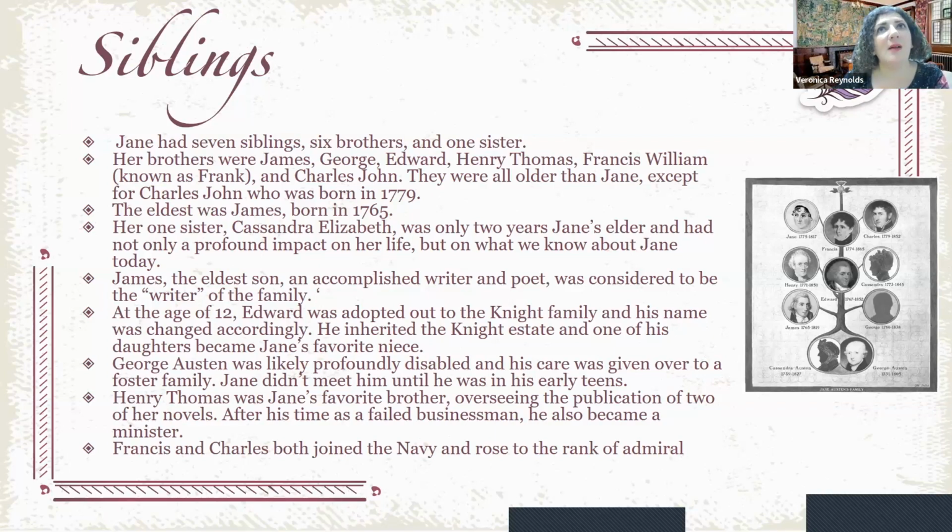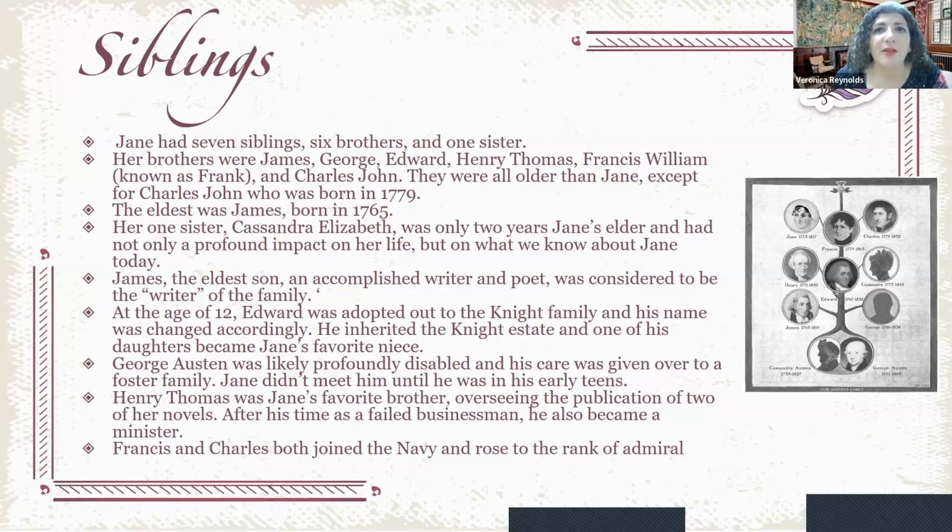So this is a thing that happened pretty frequently. Of course, George Austen himself had been fostered out. But at age 12, this may seem weird, they adopt Edward out to the Knight family, and his name is changed. This was done for his own benefit because he would now go on to inherit the estate because they had no sons. This gave the Austens some upward mobility and really the only way they could. But he leaves the family home. He goes to live with the Knights. He becomes one of them. One of his daughters would go on to become Jane's favorite niece. So he was still talking to the family, still relating to the family, but was separated out from them.